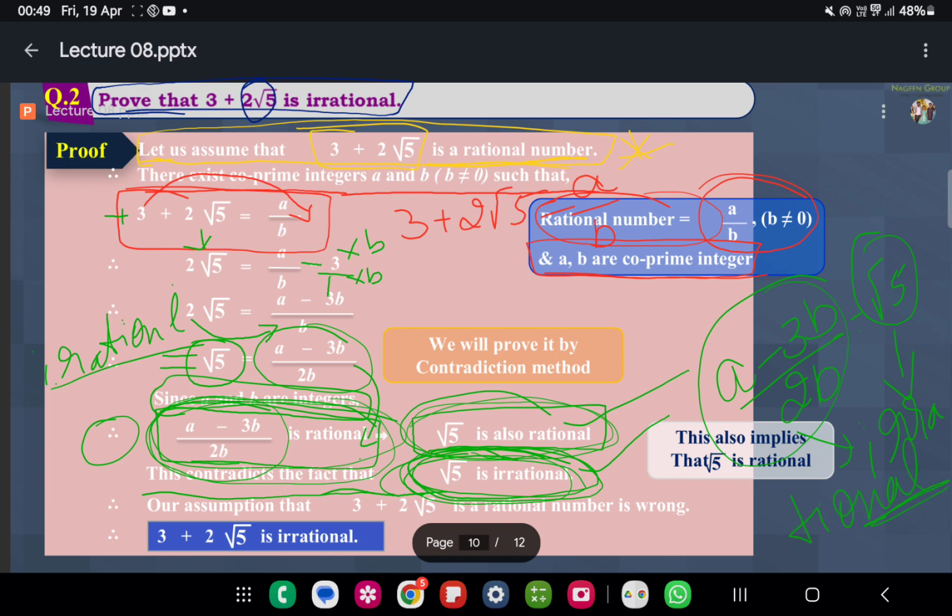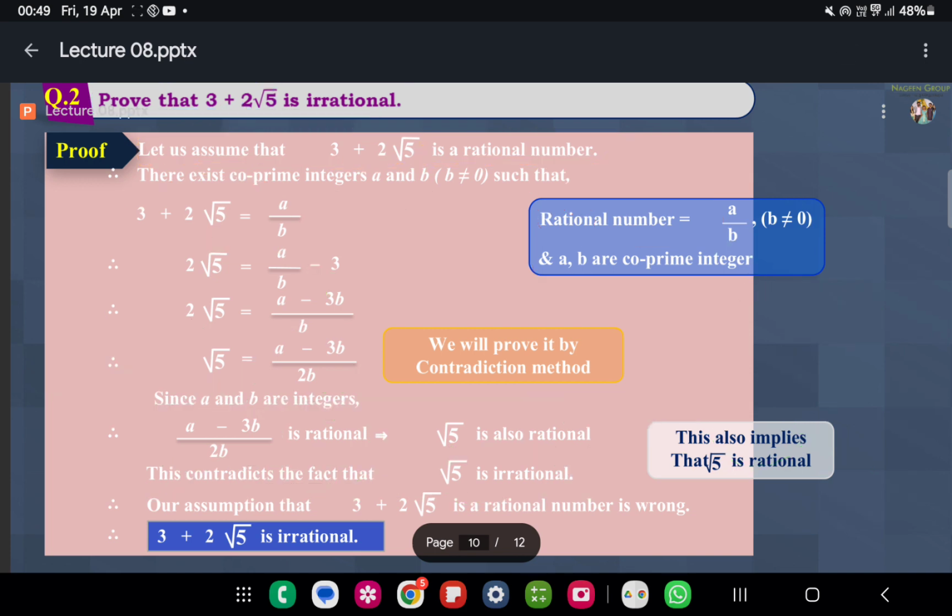So our assumption that 3 plus 2 root 5 is a rational number is wrong. Here 3 plus 2 root 5 is not a rational number. Here we can tell that 3 plus 2 root 5 is irrational. This is the easiest way you can write in your examination. Very easy to memorize also. You can keep it in your mind also.